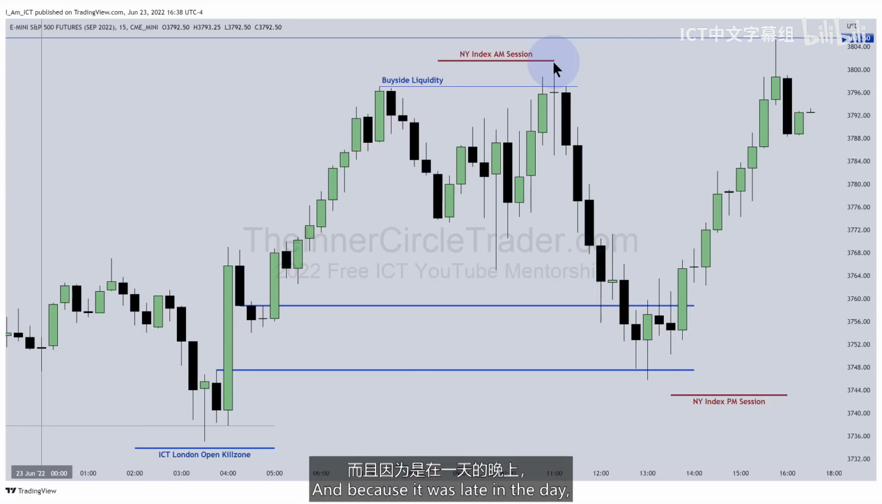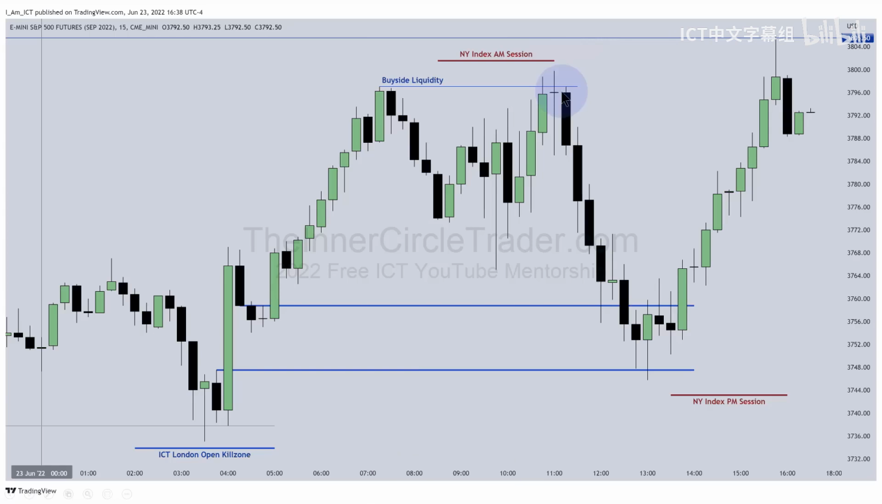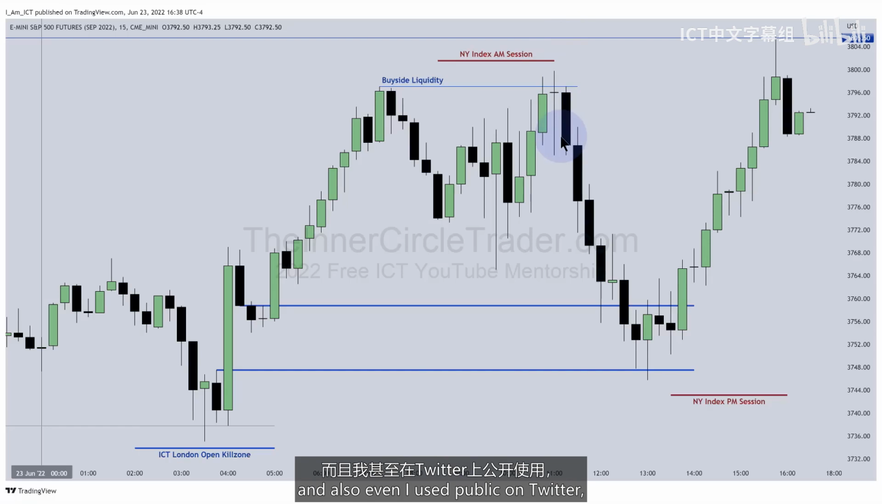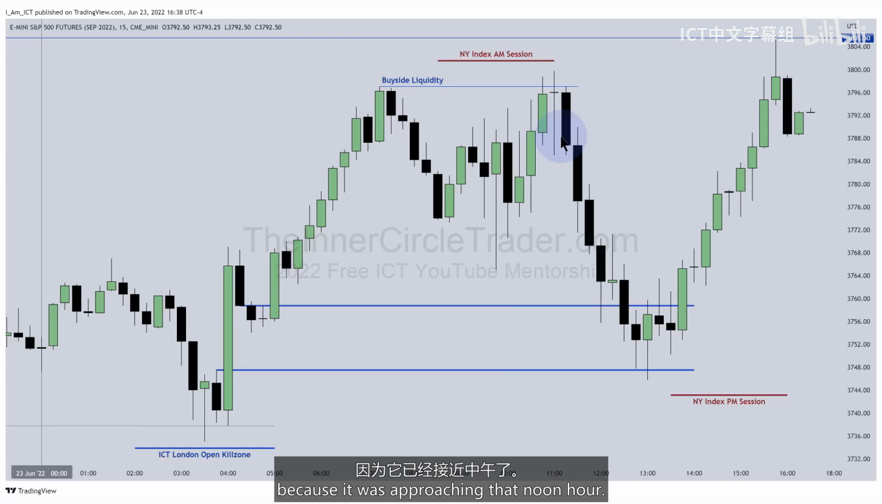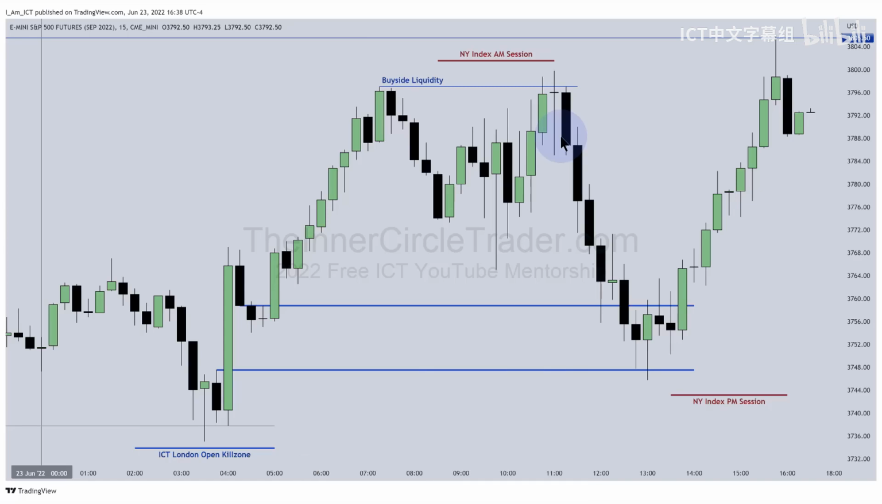And because it was late in the day, as we'll look at on the lower time frame in a moment, it ran above the short-term buy side liquidity here. I wanted it to run up to here, but it broke down. And I was telling myself, and also made my views public on Twitter, that I wasn't interested, and I wasn't quite sure what it wanted to do because it was approaching that noon hour. And I took a trade and I was out +2. So in other words, I was just covering expenses basically. And I was wrong on the initial run.